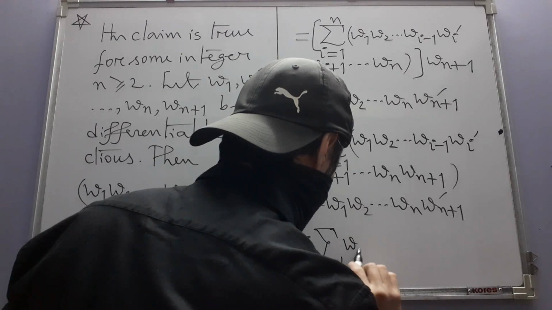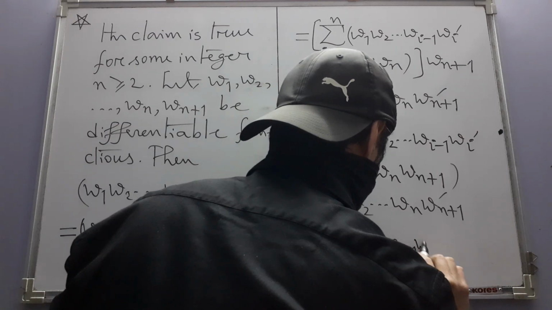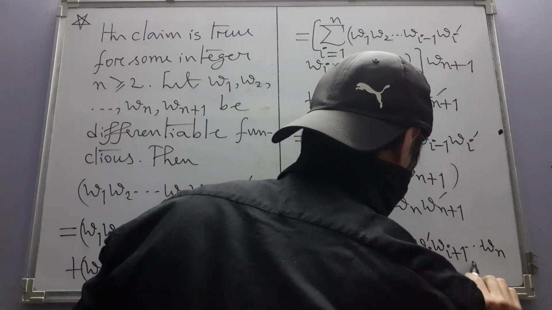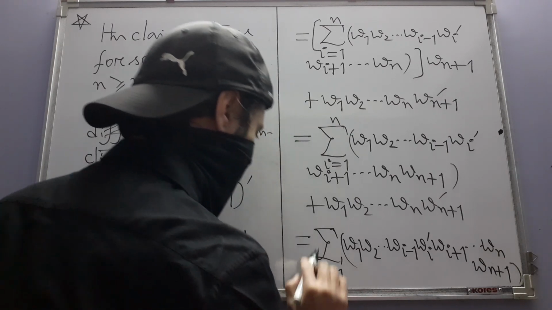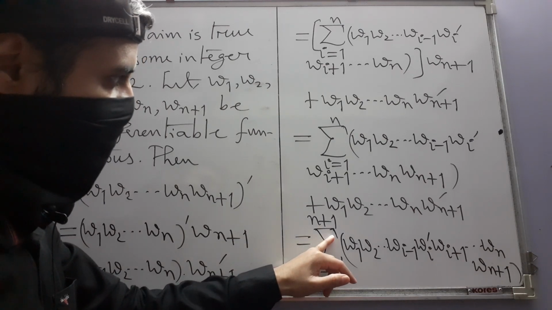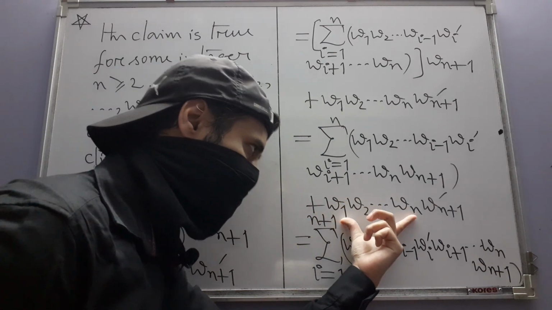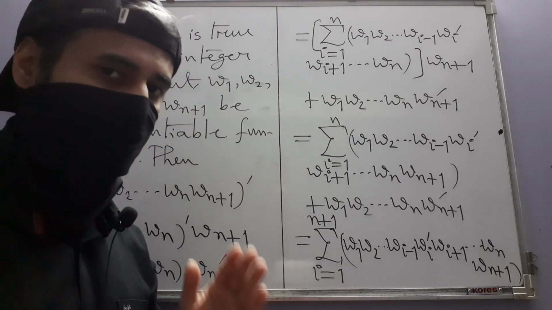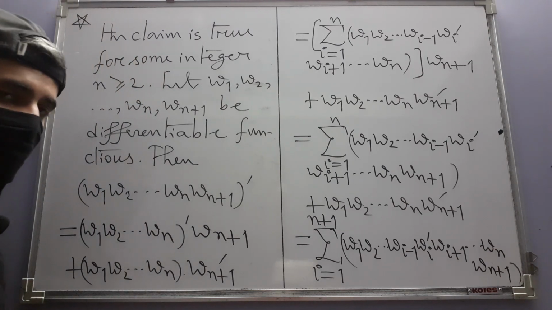So if I now write another sum in place of this, will it make sense? Let's see. w1, ..., wi minus 1, wi prime, wi plus 1, ..., wn plus 1, but this time we let i vary from 1 to n plus 1. As i varies from 1 to n, you get the terms of this sum, and when i is n plus 1, you get this term. So yes, they are the same thing. But this is precisely what we were claiming if in place of n functions you have n plus 1 functions. So this completes the induction and our claim has been proved.